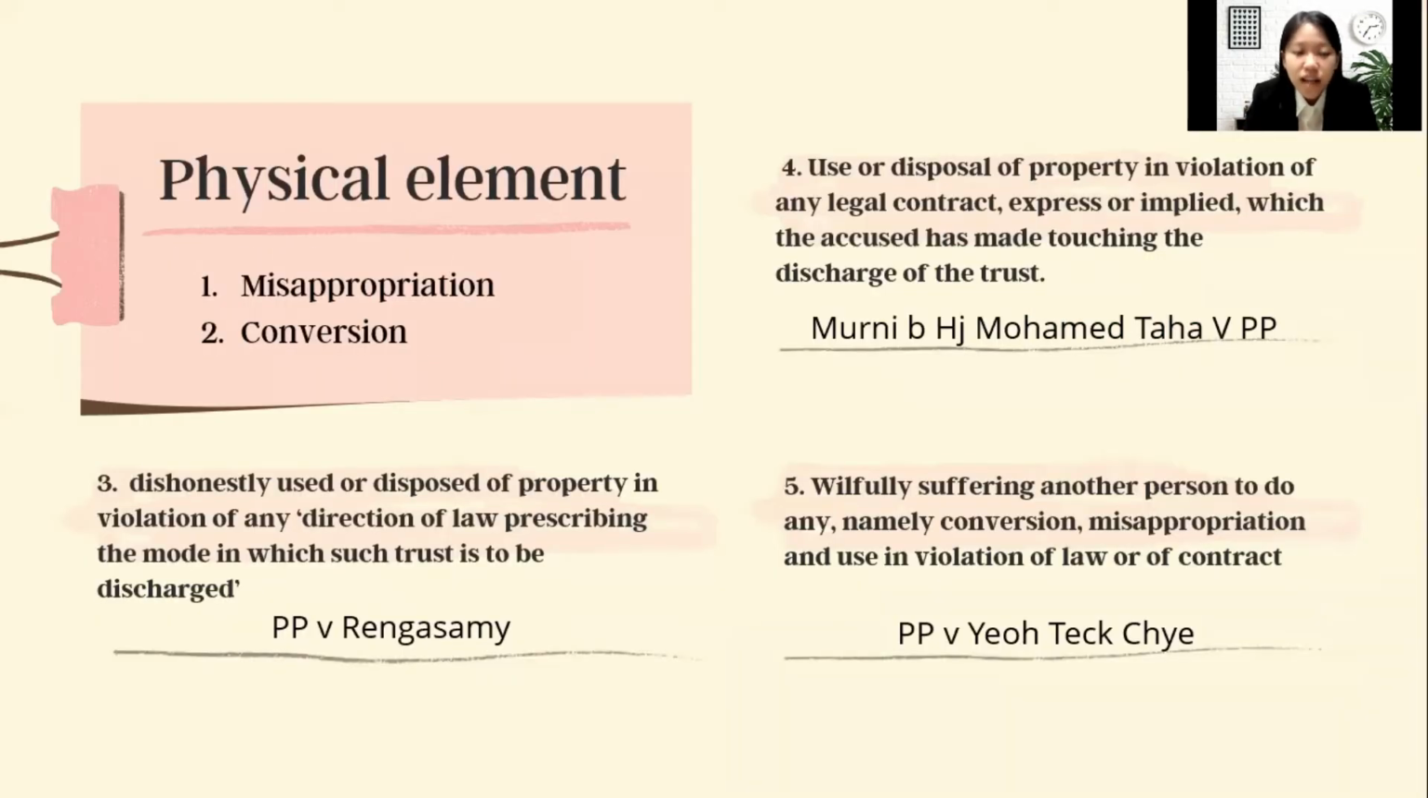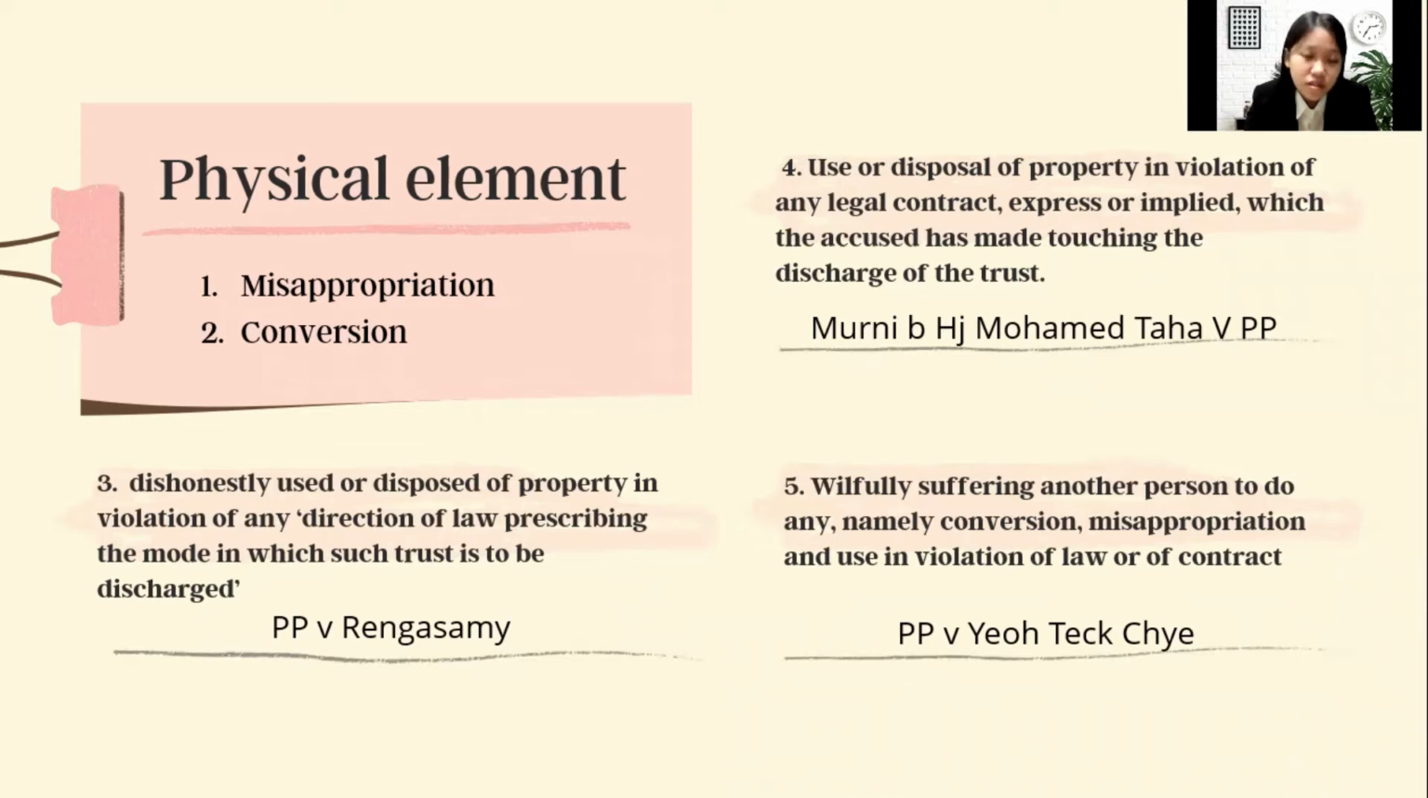Turning now to the physical element of CBT, which is the actus reus, the terms misappropriation and conversion bear the same meaning as they do for criminal misappropriation. Next is dishonestly using or disposing of property in violation of any direction of law prescribing the mode in which such trust is to be discharged. A direction of law will be violated if the accused breaches specific legal obligations imposed on the executor of a will, regulations governing the use of money by the public servant, and the law with respect to contribution to employee provident fund. This can be seen in the case of PP versus Regan Samida.